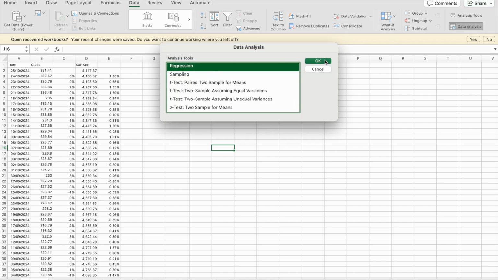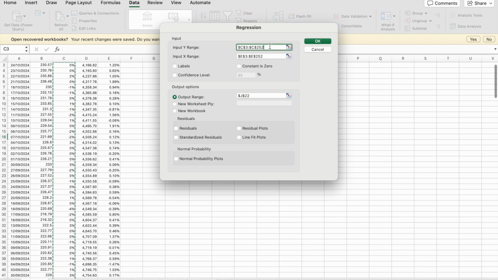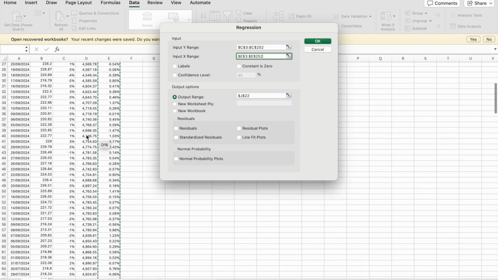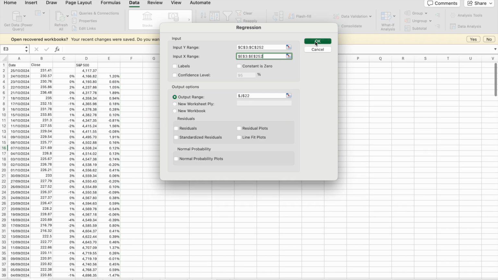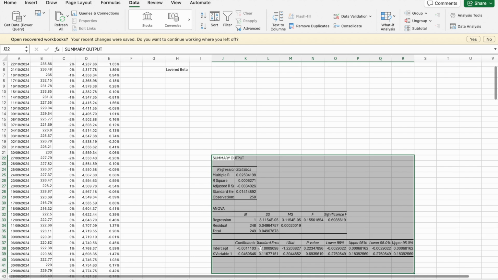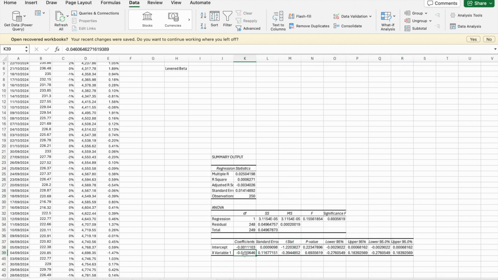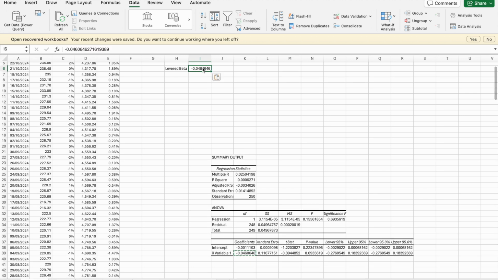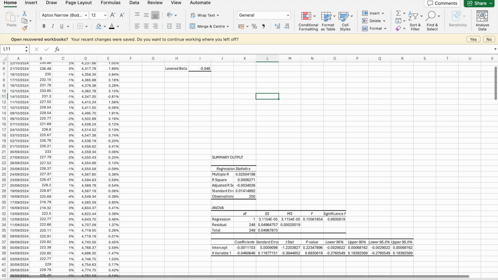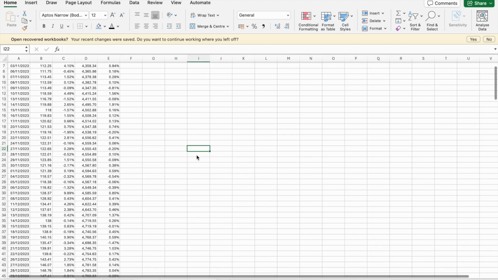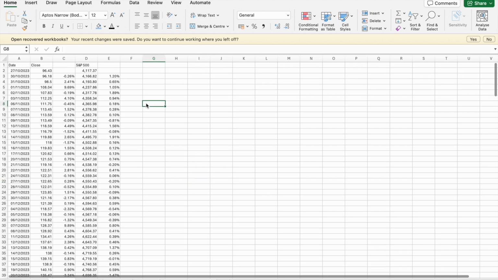We have to run the regression now here for Apple. Select the cell. The y is the dependent variable, the x is the independent variable, which is S&P 500, and y is the dependent. So here you go, the beta we have got, levered beta. It is negatively correlated.